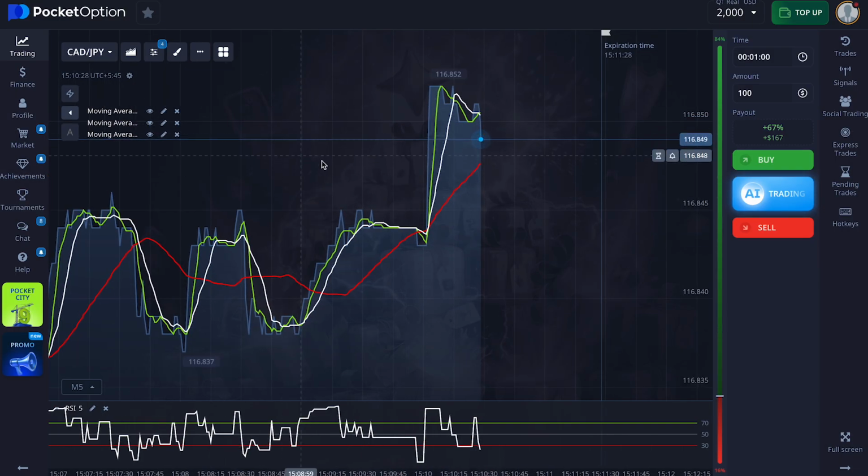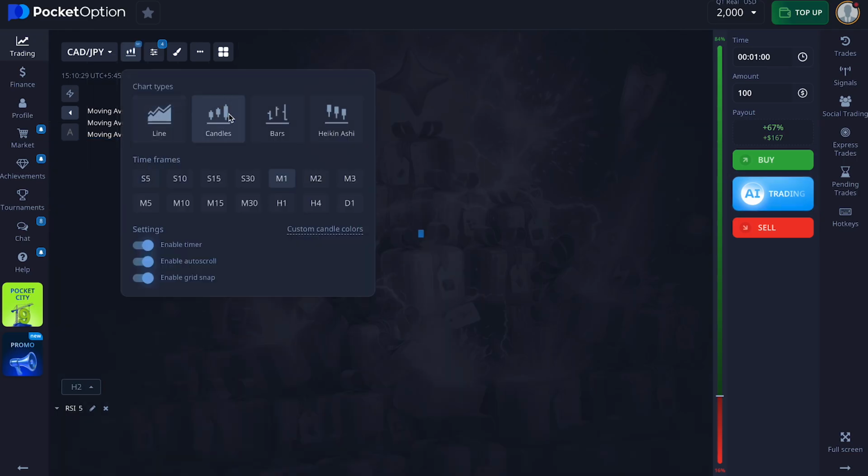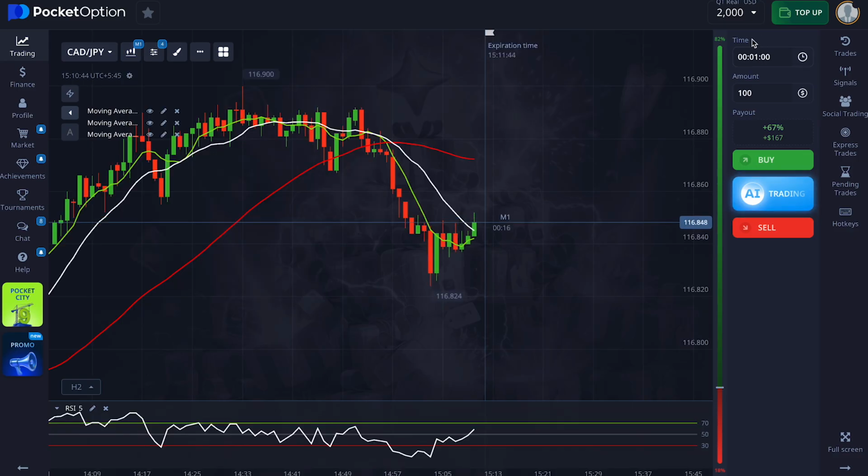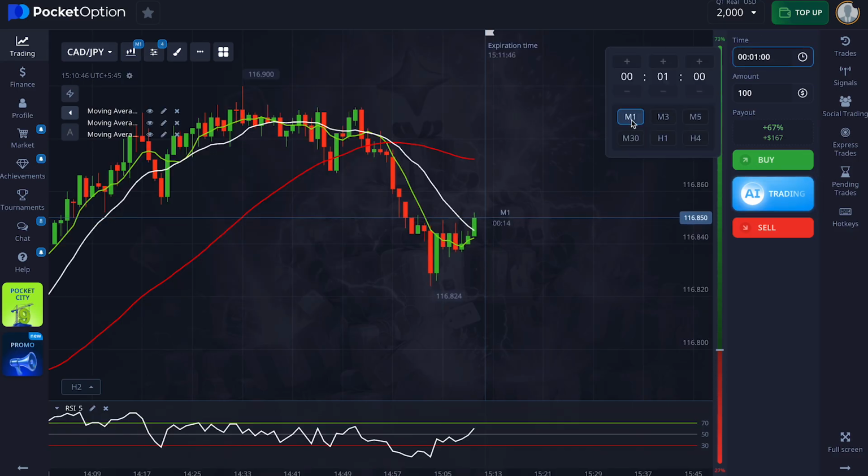Okay, now let's change the chart to Japanese candle with 1 minute time frame. As you can see, 1 minute time frame is selected. Now set the timer to 1 minute as well.